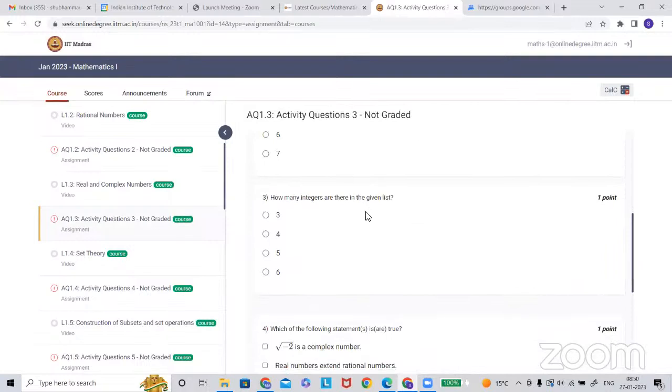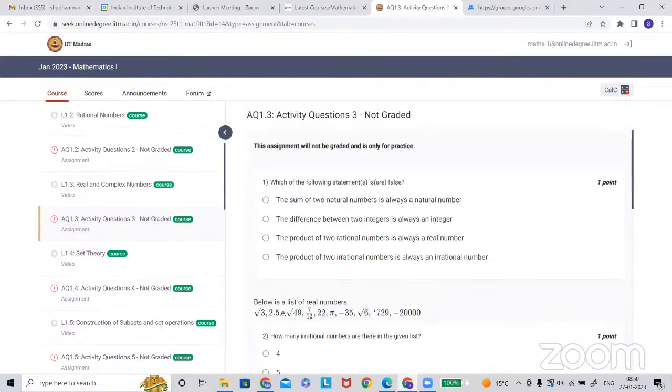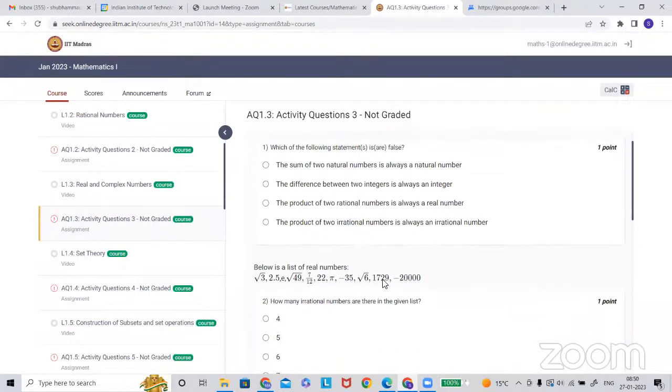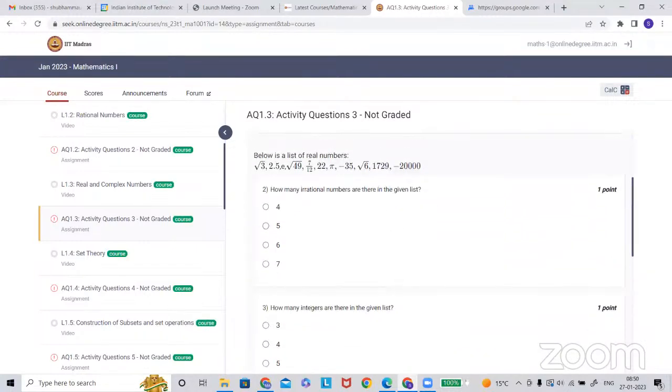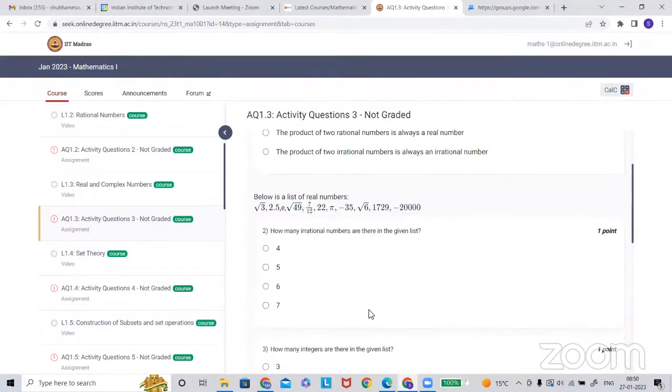How many integers are there in the given list? So the answer is 5, but can you count it? Means how is it coming 5? Did you count root over 49? No, sir. Why? Sir, it is a rational number, but root 49 is 7, so it is also an integer. That's the doubt I have. Yeah, so we have to count it, no? Yes. Okay, sir.